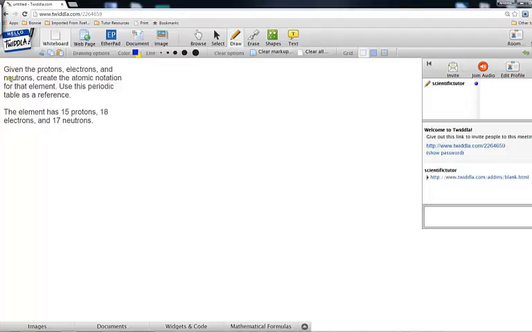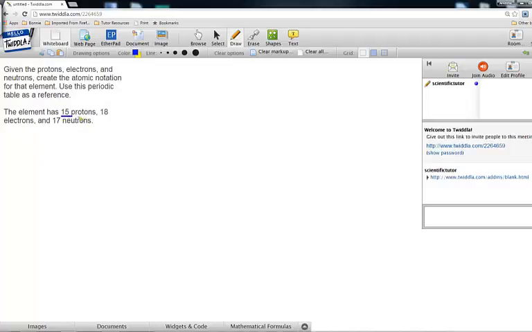This problem is, given the protons, electrons, and neutrons, create the atomic notation for that element. Use the periodic table as a reference. They give us the information. The element has 15 protons, 18 electrons, and 17 neutrons.